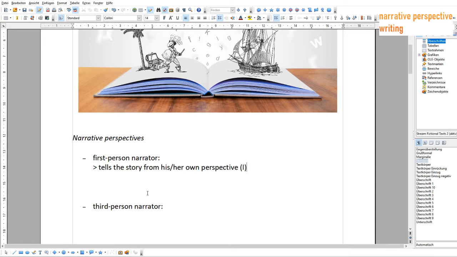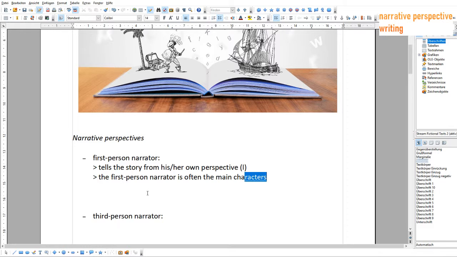So someone, or the author, uses I to tell the story. For example, I fell down the stairs and then I had to go to the hospital. That's the first-person narrator. Often, the first-person narrator is the main character. Not always. Sometimes it's not the main character, but most of the time it is.